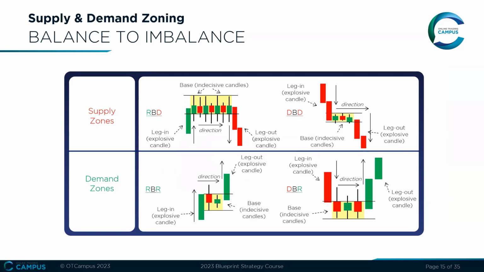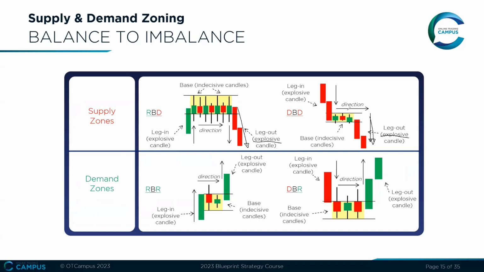And so for the leg outs, what we want is, ideally, explosive candles. We have a leg out on a supply zone here, rally-based drop, and we have a leg out of a drop-based drop right here. And ideally, this part of the formation should be explosive, because that indicates clear institutional activity.